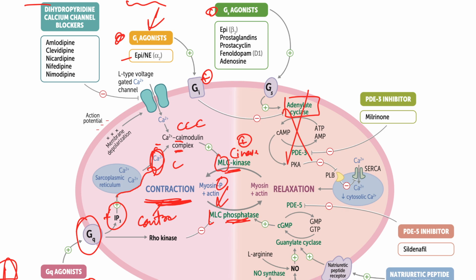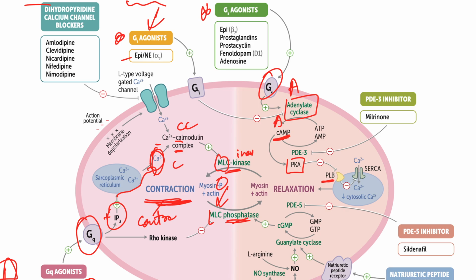So let's look at Gs. What was this pathway doing? If you stimulate the Gs, you stimulate adenylate cyclase, which is going to convert ATP into cyclic AMP, high yield. So the mnemonic here is A and A: adenylate cyclase activates cAMP, right? And then after cAMP, that's going to go and form PKA, and that would inhibit the phospholamban.